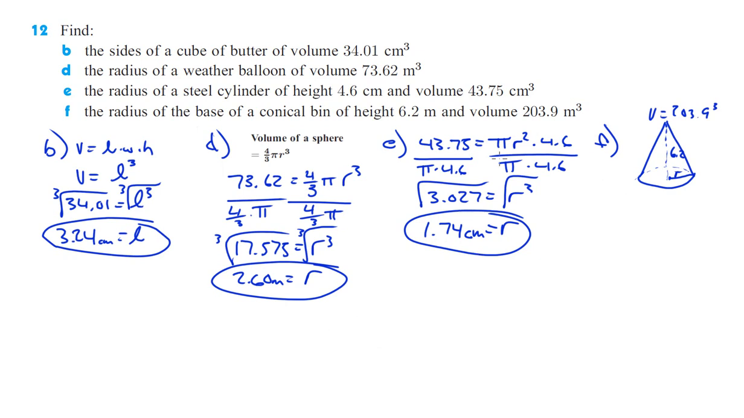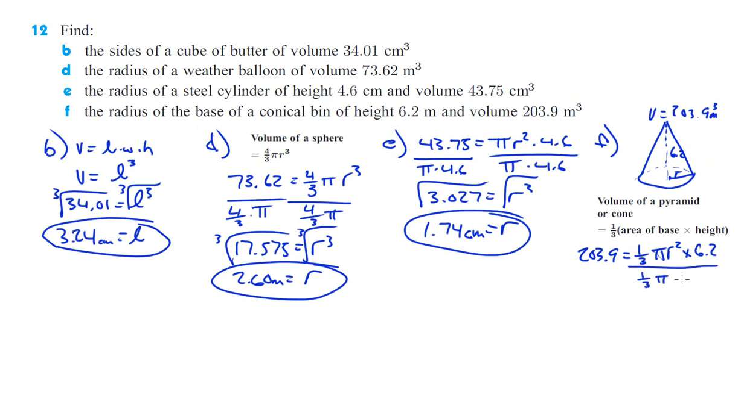Okay, so if you'll remember, the volume of a cone is just 1/3 the base times the height. Let's call that one up just for good measure. So here's our volume of a pyramid or cone, 1/3 of the area of the base. So our volume we already know is 203.9, and sorry, that's meters cubed. Equals 1/3, and then the area of our base is going to be pi r squared, times the height, which is 6.2. Okay, so we've got to get the r squared by itself. So we want to get rid of the 1/3, the pi, and the 6.2 from both sides.